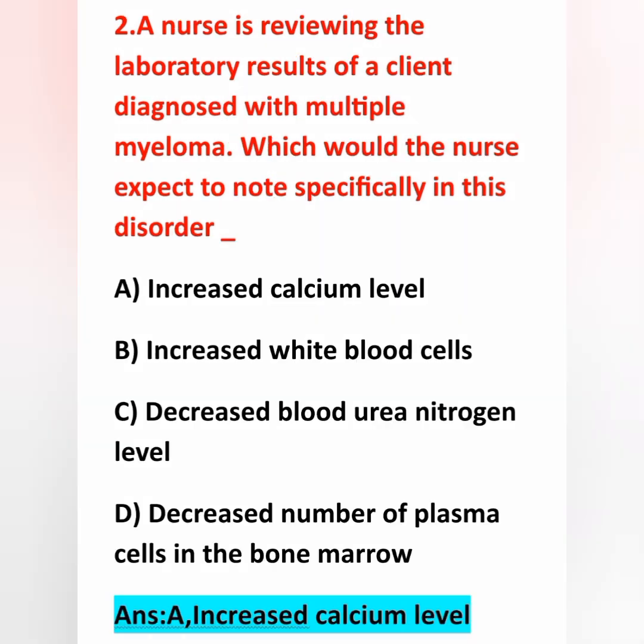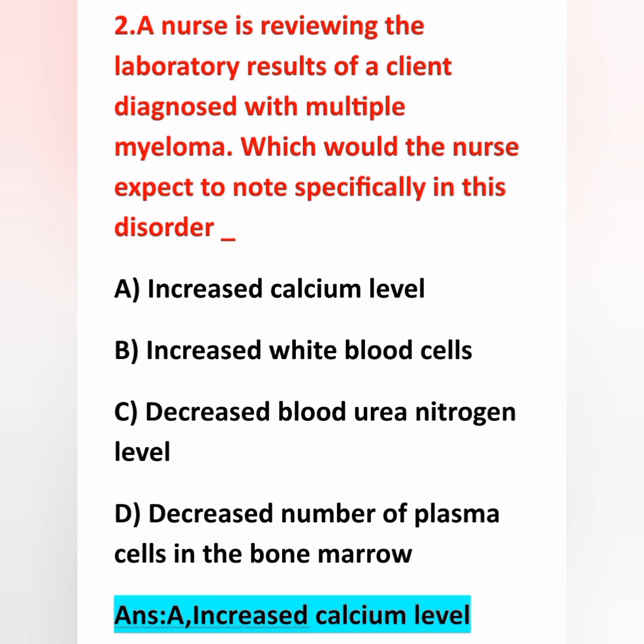In case of multiple myeloma, there is a chance of increased number of plasma cells in the bone marrow, and anemia, hypercalcemia. Hypercalcemia means increased calcium level. That is the answer for this question. Option A is the correct answer. It will be noted in case of multiple myeloma. And also an increased blood urea nitrogen level will occur in multiple myeloma.